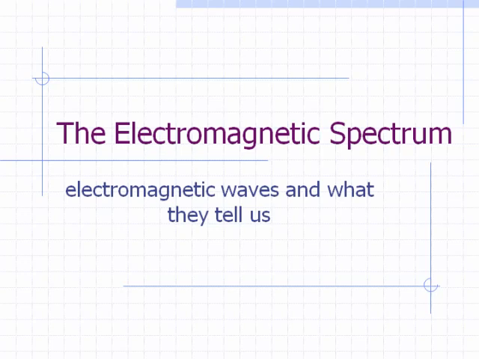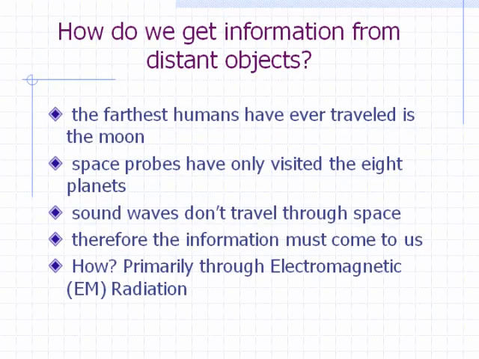Electromagnetic waves, as their name implies, are oscillations of electrical and magnetic fields. The farthest human beings have traveled outside the Earth is the moon. That's as far as we've gone, and the moon is our closest celestial neighbor. So, as far as being able to visit places and take samples back, we're very limited in terms of astronomy.